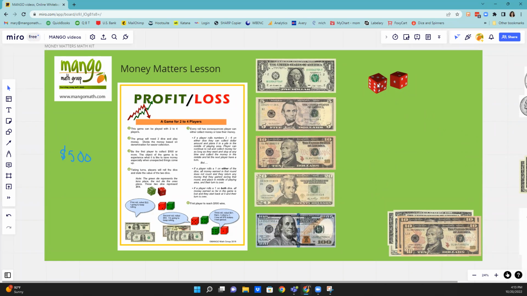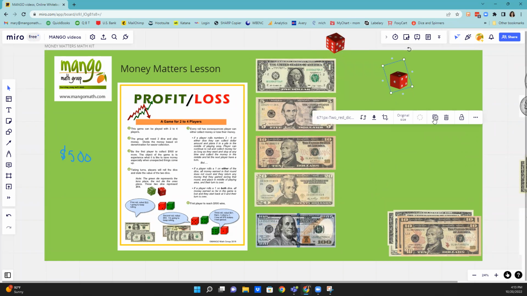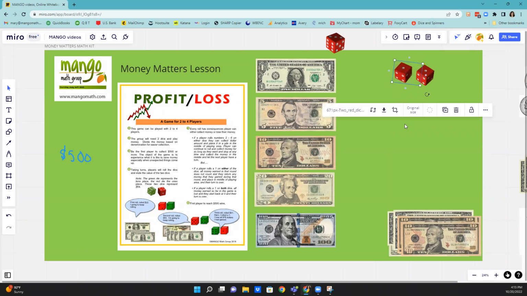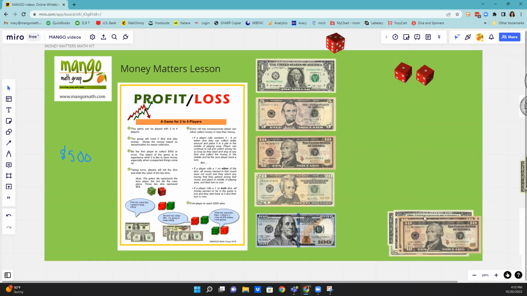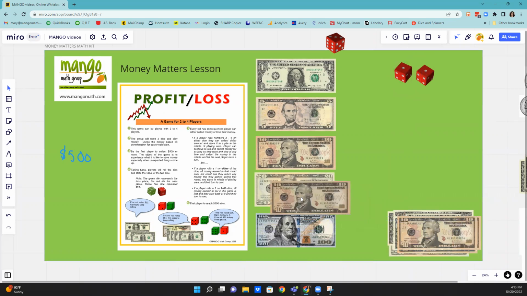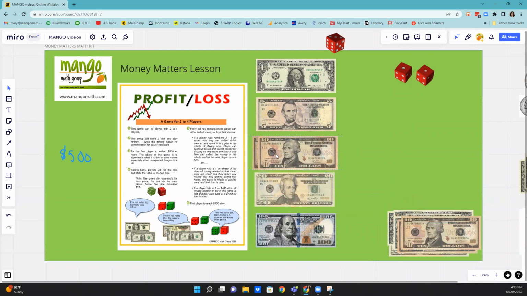But let's say the next time they roll, I'm going to scoot this one aside, and I'm going to duplicate this dice. The next time they roll a 1 and a 1. They rolled 2 ones. That means they're going to lose all of their money, and they have to put all of this money back into the bank.